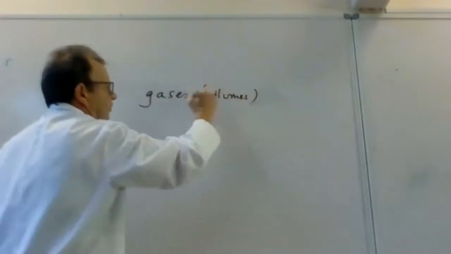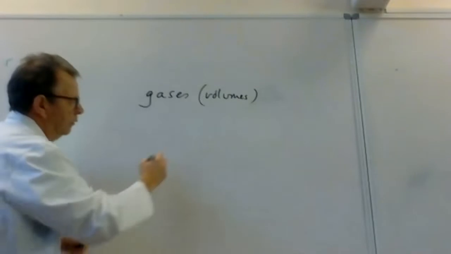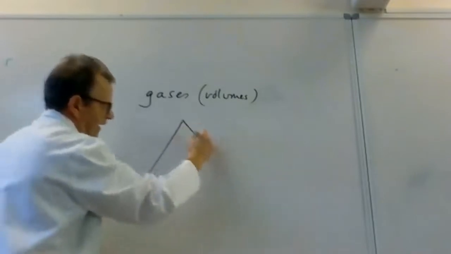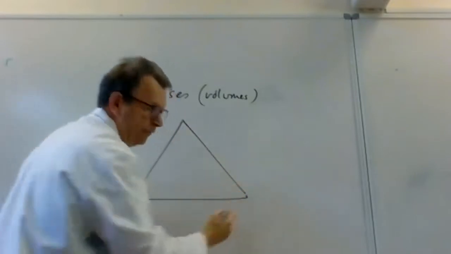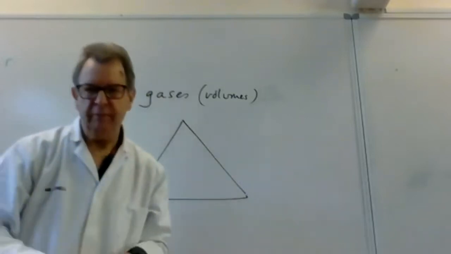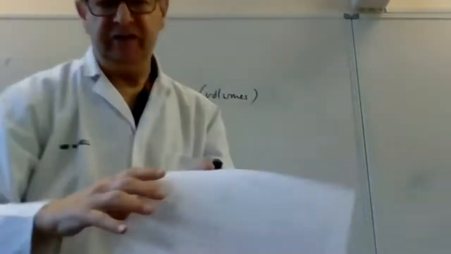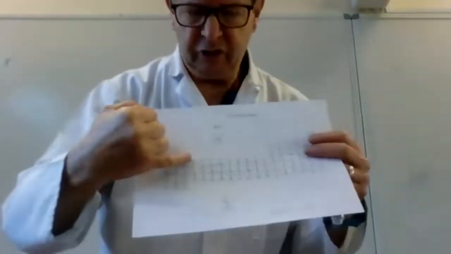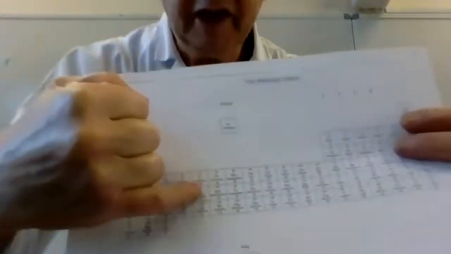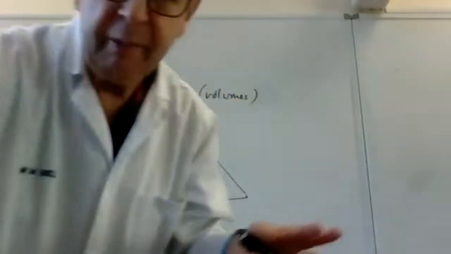And they're always volumes. Now, in the same way as for the masses, you never have to remember the periodic table. They'll always give you a copy of a periodic table. They will always give you this so you can look up the detail. You can just go, oh yes, here we are. There's the mass of whatever it is. I don't have to remember that.